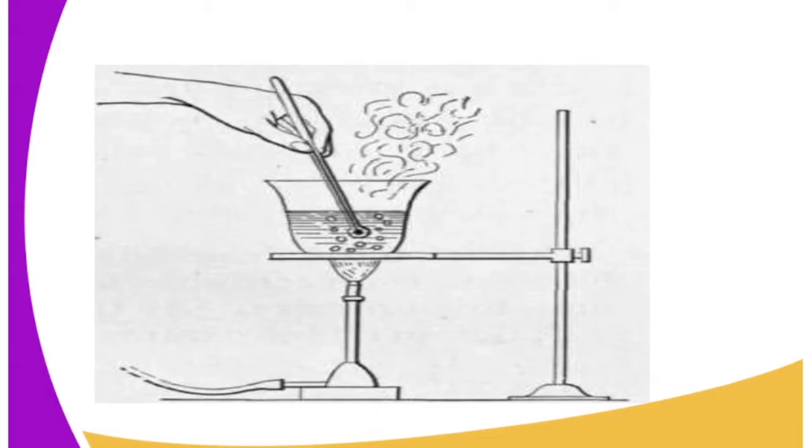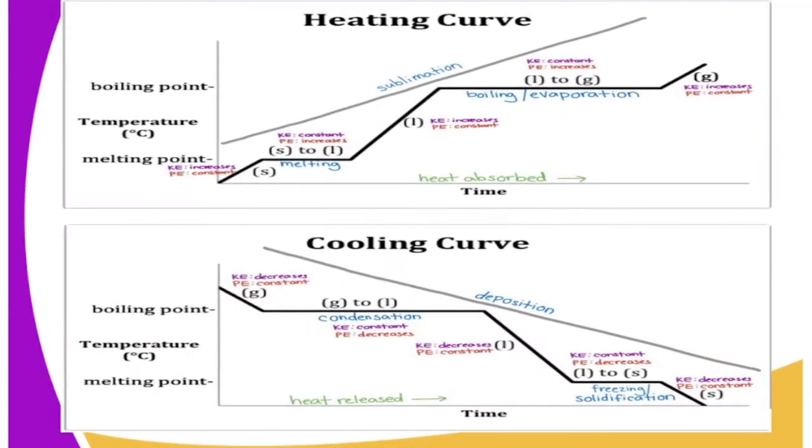And that is an example, as you can see from the diagram. When you heat water, something happens to water. It's going to have some bubbles and you're going to see some vapor, and the temperature is going to increase. Next, that is the heating curve of water and the cooling curve of water.